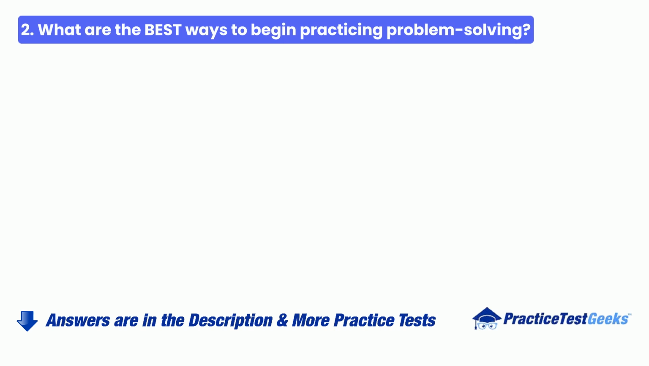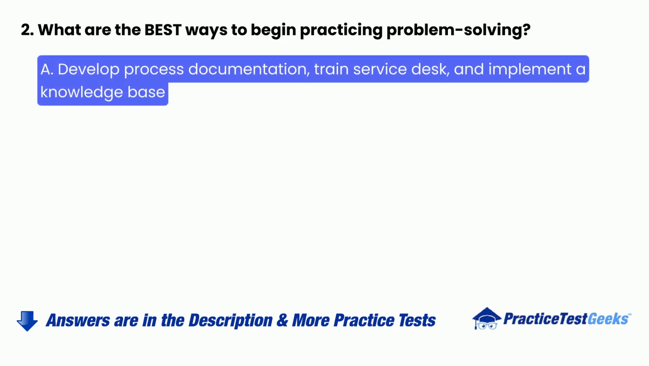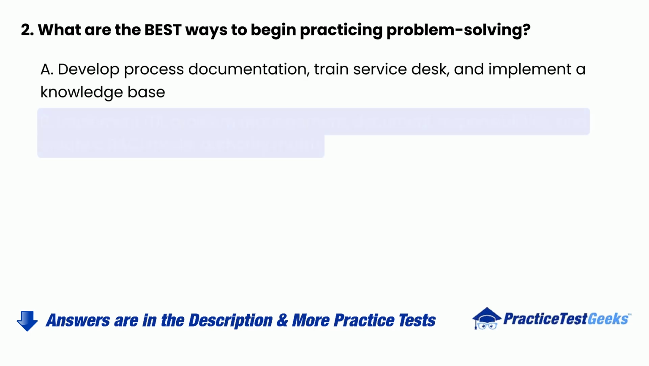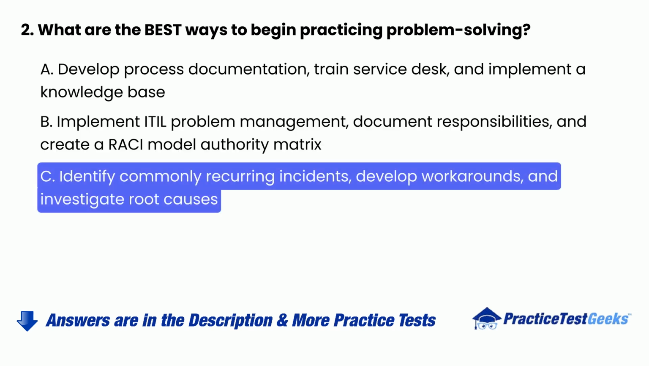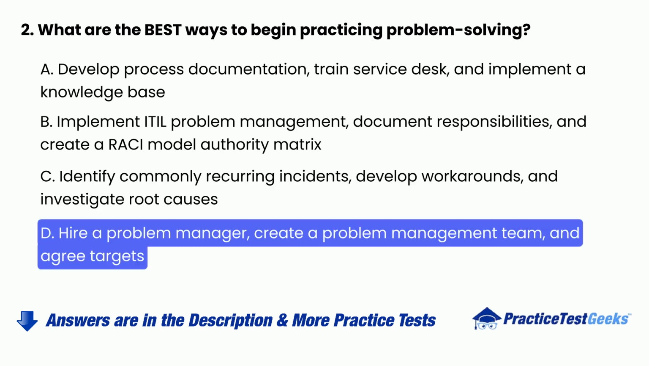Two. What are the best ways to begin practicing problem solving? A. Develop process documentation, train service desk, and implement a knowledge base. B. Implement ITIL, problem management, document responsibilities, and create a RACI model authority matrix. C. Identify commonly recurring incidents, develop workarounds, and investigate root causes. D. Hire a problem manager, create a problem management team, and agree targets.